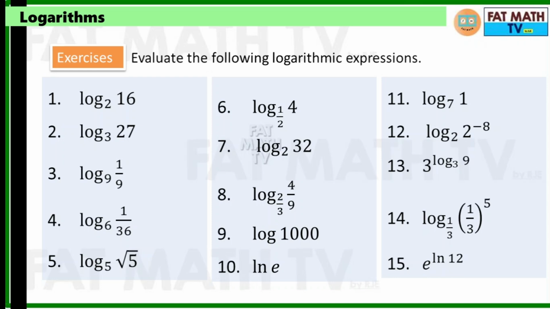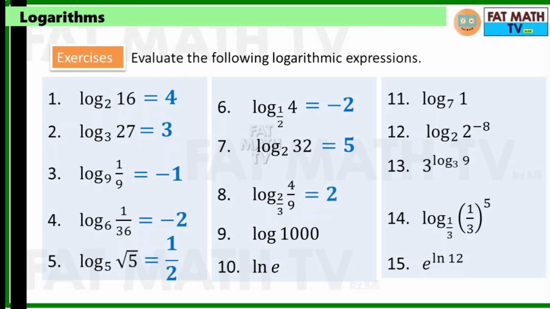Pause the video if you need more time, but if you're done, let us answer. Number 1, exponent of 2 to get 16, 4. Number 2, 3. Number 3, negative 1. Number 4, negative 2. Number 5, 1/2. Number 6, negative 2. Number 7, 5. Number 8, 2. Number 9, 3. And number 10, 1.